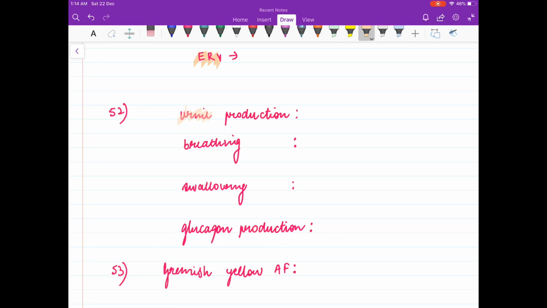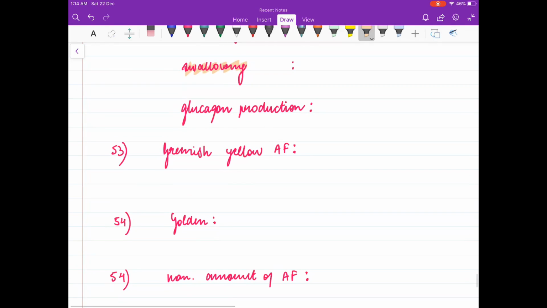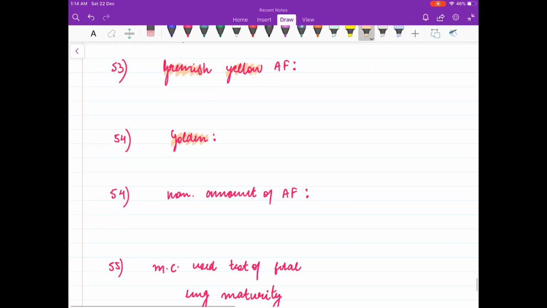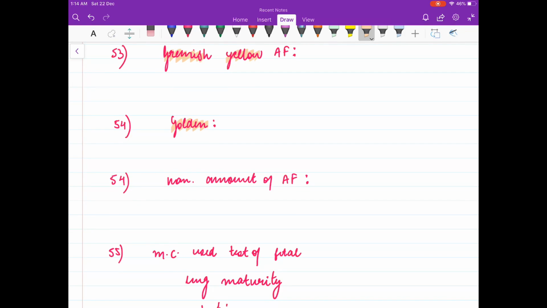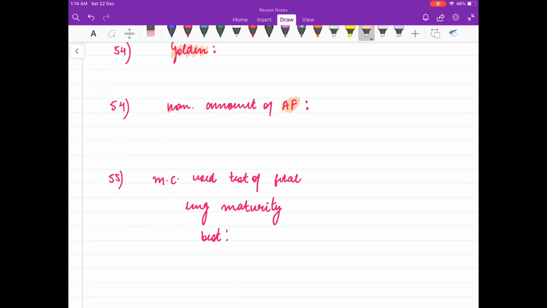Urine production starts at what time? Breathing starts at what time? Swallowing at what time? Greenish yellow amniotic fluid? Golden yellow amniotic fluid is seen in? Maximum amount of amniotic fluid is seen at what time in pregnancy? Most commonly used test for fetal lung maturity? And what is the best test?